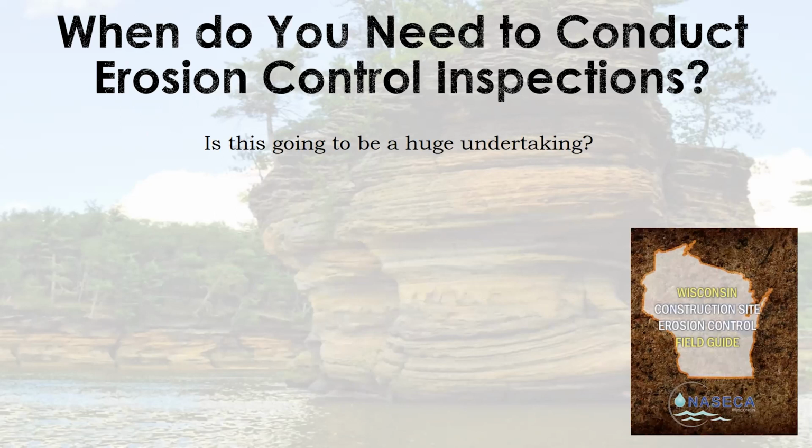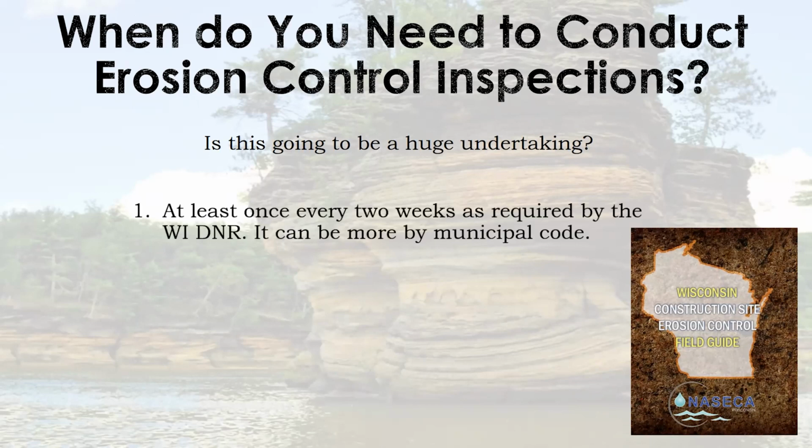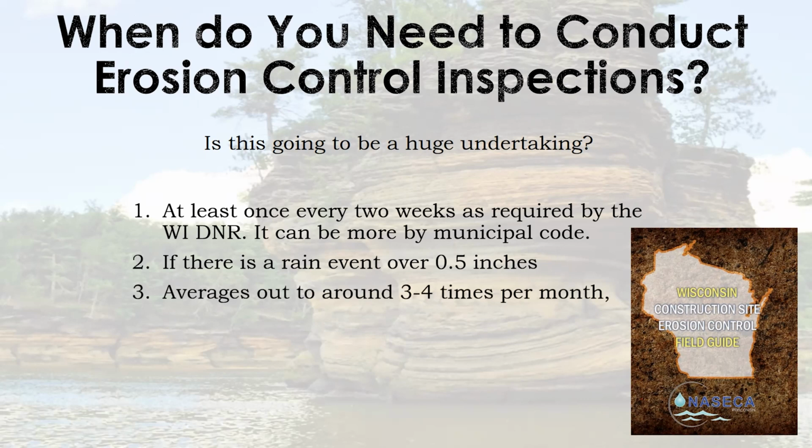So a lot of you might be thinking, is this going to be a huge undertaking if you've never done one of these before? Generally speaking, the DNR requires that you conduct one of these every 2 weeks, or if there's over 1/2 inch of rain. 1/2 inch of rain might not seem like a lot, but that is a pretty substantial amount of rain. So that's not like every rainstorm event that you're going out there doing one of these inspections. It ends up averaging out to about 3 or 4 times a month.